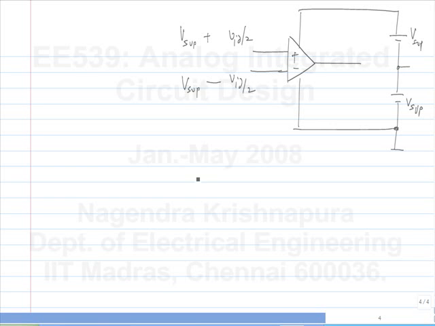Now, as I mentioned earlier, this does not have to be the midpoint of the supplies. It can be some voltage as long as it's in the permissible range. Now you have changed the circuit a little bit, but as long as you are operating within the range of the op amp, it is fine.